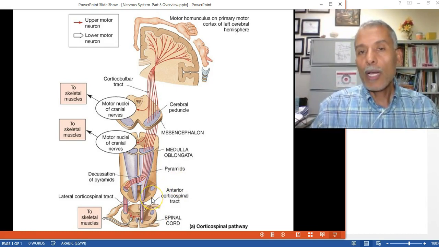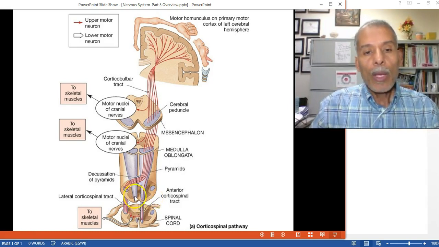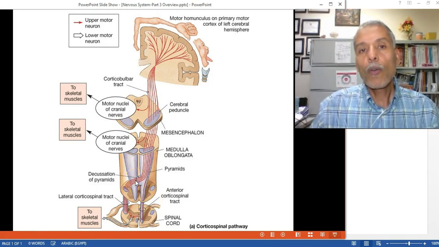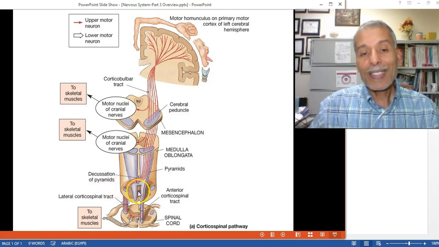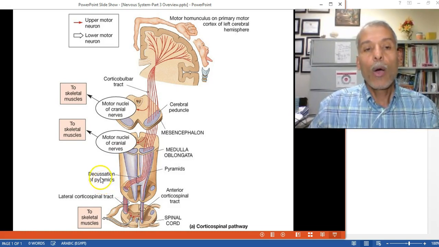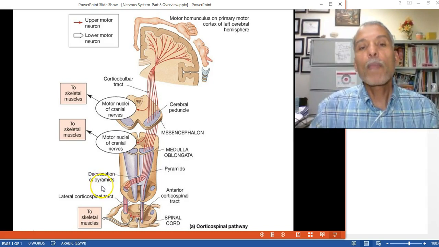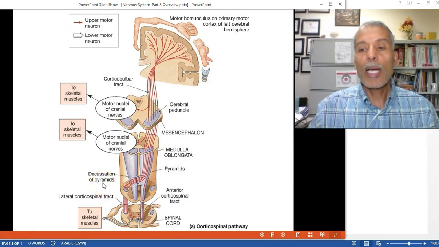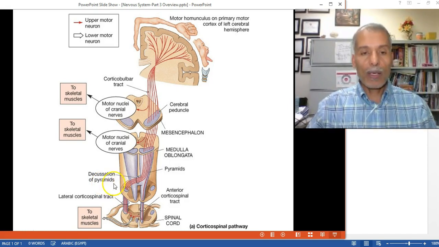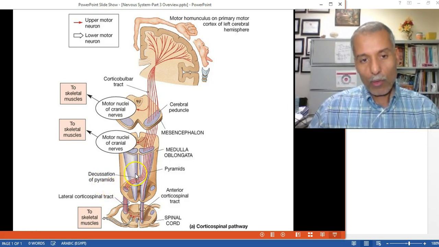You need to understand that the site of that crossing, where most of the pyramidal tract crosses over to the opposite side, is called the pyramidal decussation, or the decussation of the pyramids. But more frequently, you refer to it as the pyramidal decussation. It means the crossover.